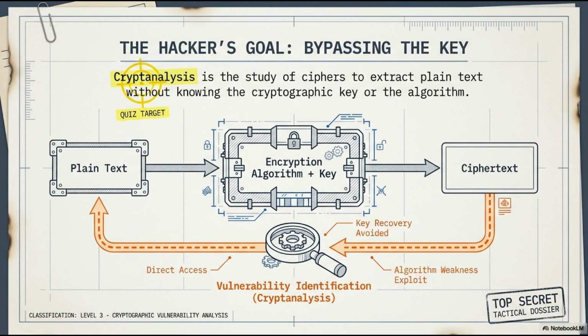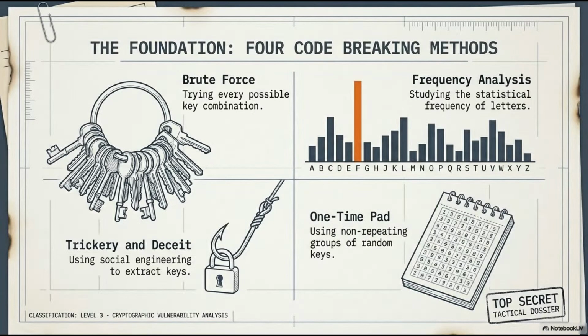Well, attackers don't always need to attack the lock head-on. They look to exploit inherent weaknesses in the algorithm itself, or they find side door vulnerabilities directly. They just want the plain text. Recovering the key is just one way to win. Right, you don't need the key if you just take the door off the hinges. Let's turn to slide 3, the foundation.